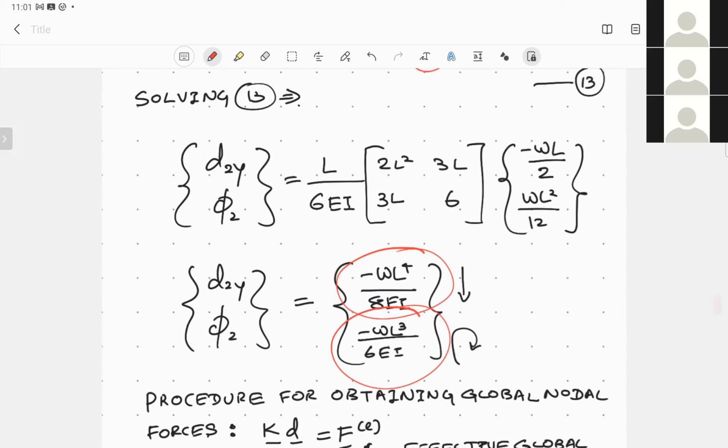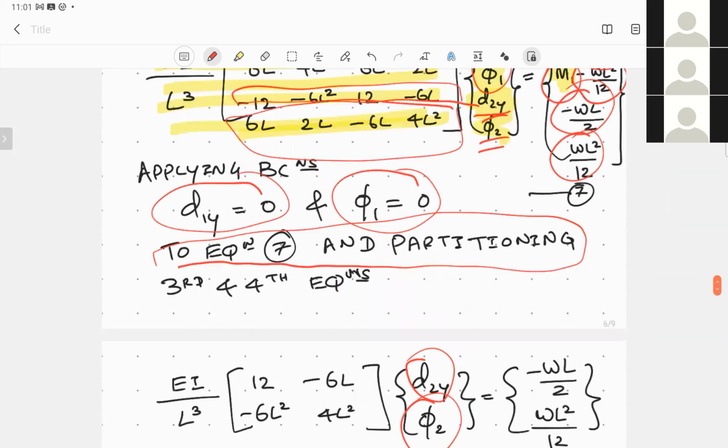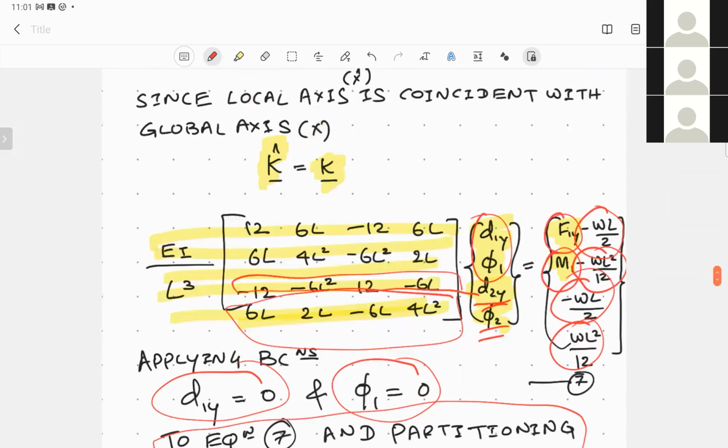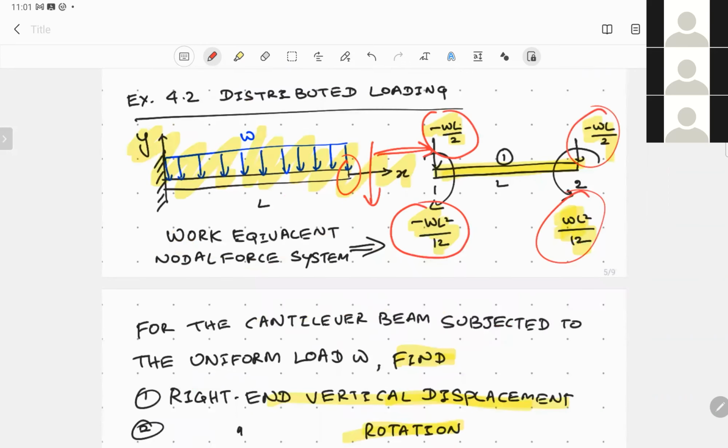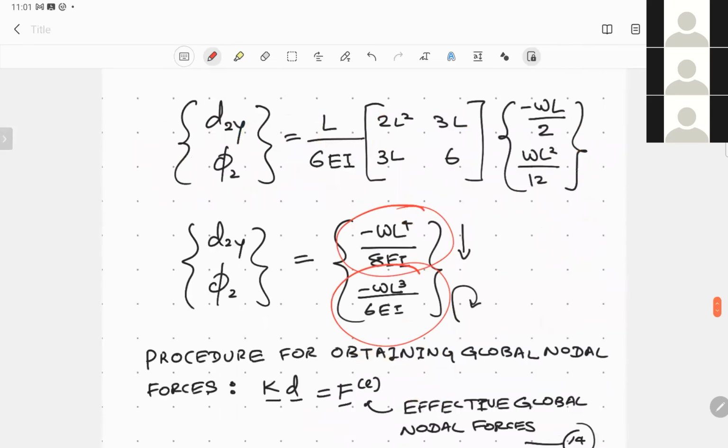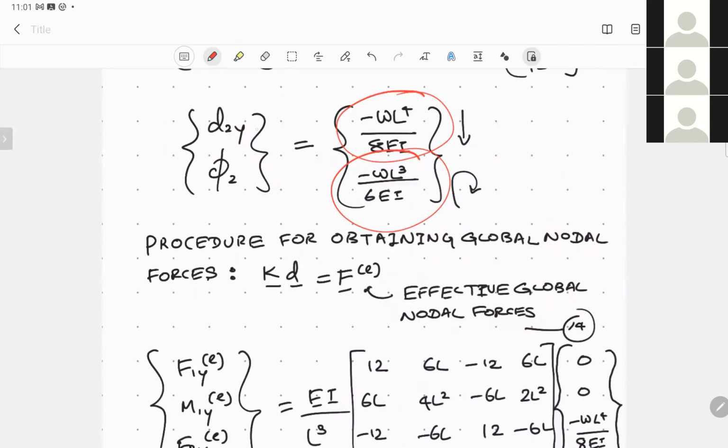If you look at the figure, if such a force is applied, then of course the transverse displacement should be in the negative y direction, and the bending moment should also be in the anti-clockwise direction. So you will obtain a relationship for the transverse displacement as well as rotation using these parameters if you solve these equations.